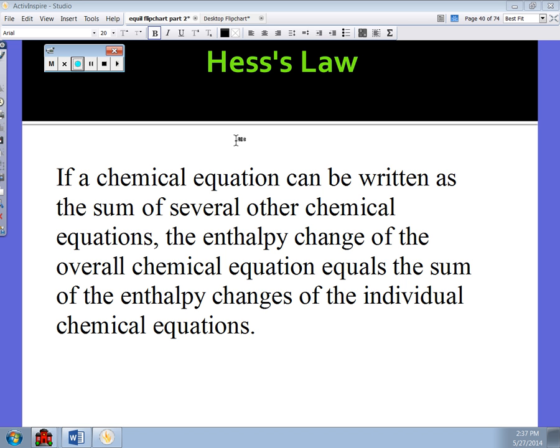This sounds like a lot, but what it's really telling you is this. If you have a chemical reaction that takes place in many steps, if you add up all the steps, that gives you the total energy change. Let's see this in action.